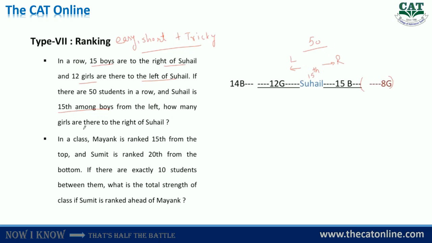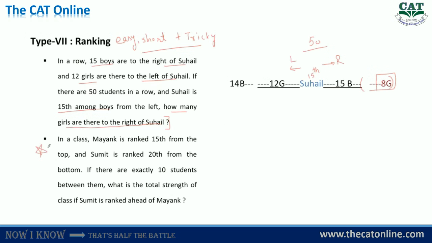Make sure these are easy questions. Do not hurry to the extent that you end up doing a silly mistake and doing this question incorrectly. So this is your answer. There are 8 girls towards the right of Suhail.